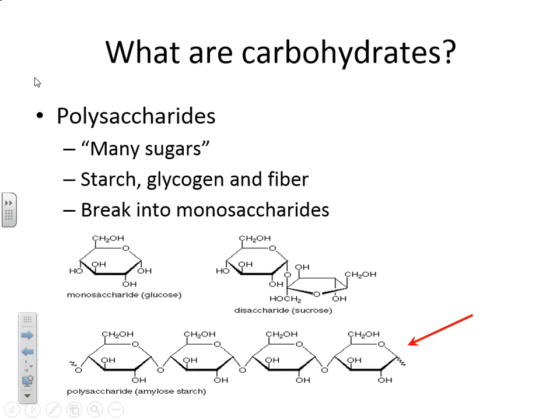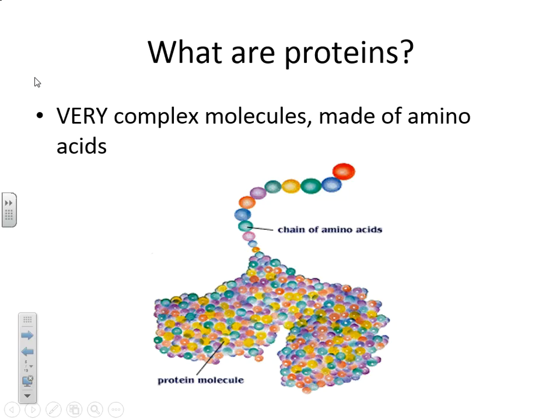Okay, and then polysaccharides, again, poly meaning many. Examples of this would be starch, glycogen, which was the sugar that we store in our cells. Fiber is also considered a polysaccharide. And again, we can break these down into monosaccharides. So we'll address how we break those molecules down or form them in a future slide.